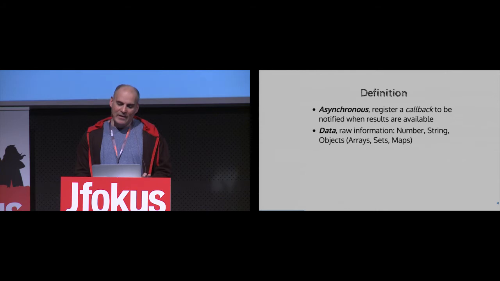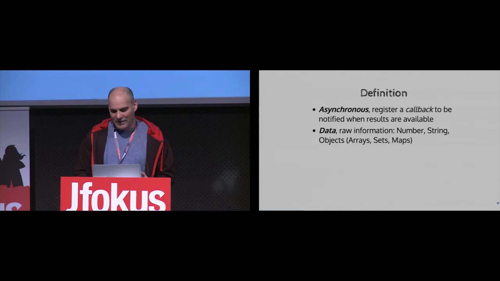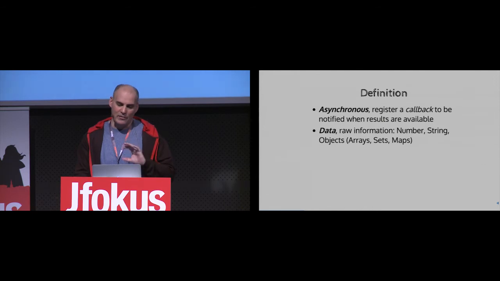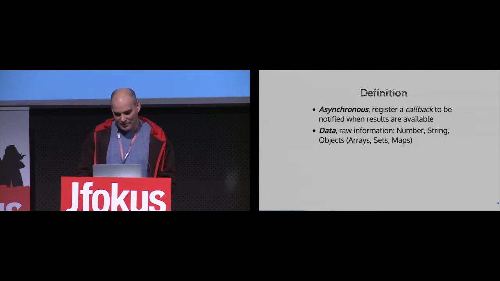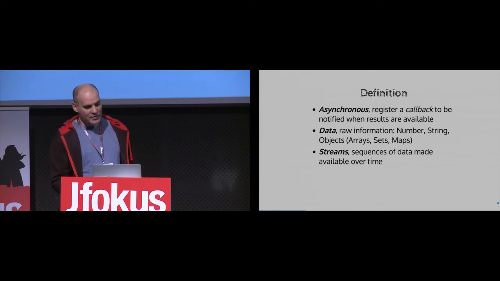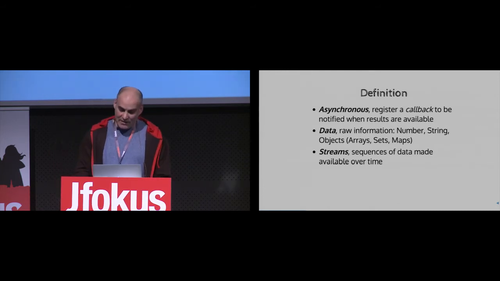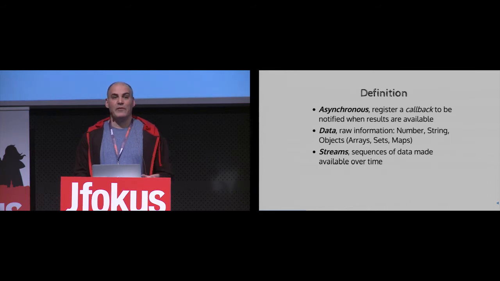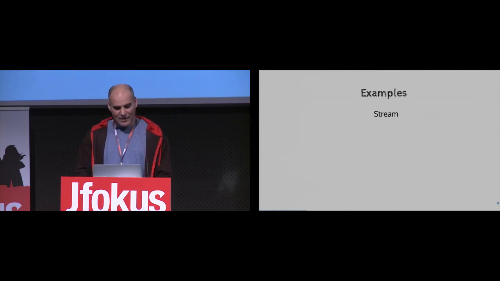Then the data part is just raw information. So in JavaScript, it can be numbers, strings, objects. And then in ECMAScript 6, we have sets and maps. So it's any information that can go through the stream. And that's the next part. Streams are basically sequences that become available over time. And let's see an example that will be more clear visually.